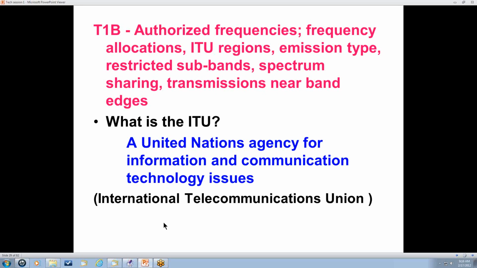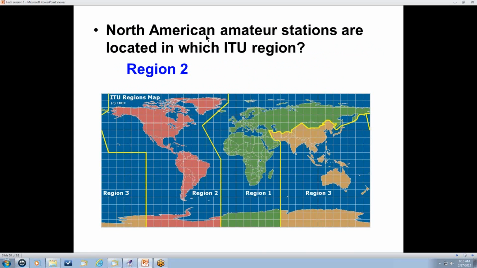There are 3 ITU regions in the world. The question here is, North American amateur stations are located in which ITU region? It's region 2, and you can see that includes Hawaii out here also.